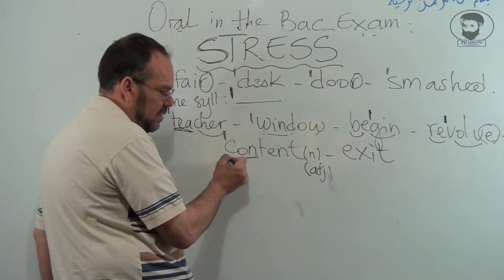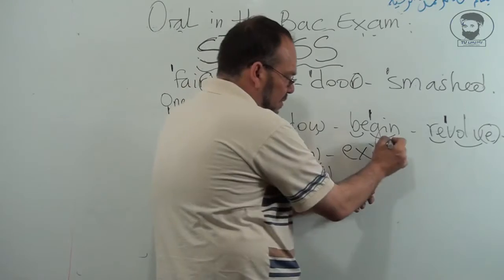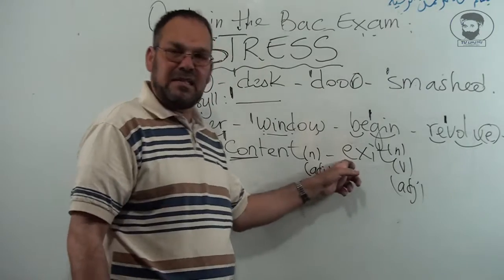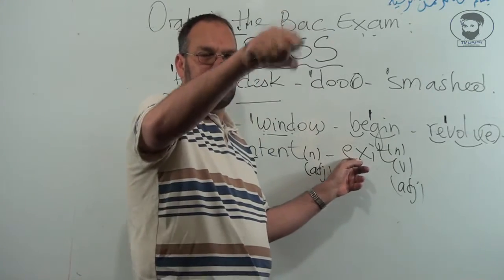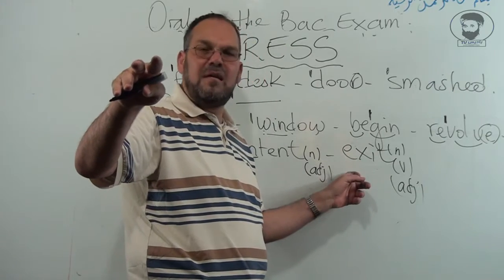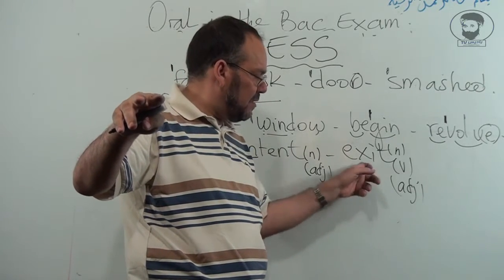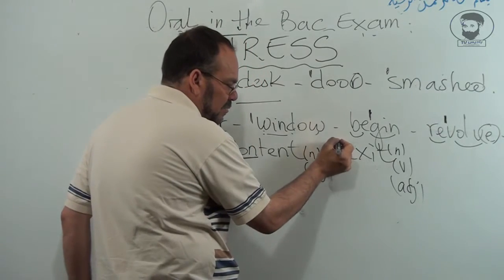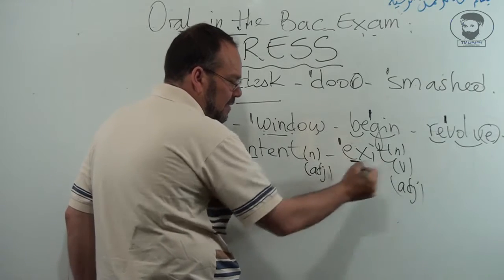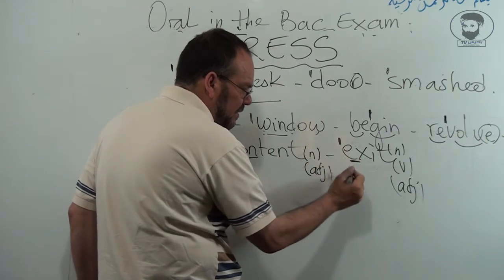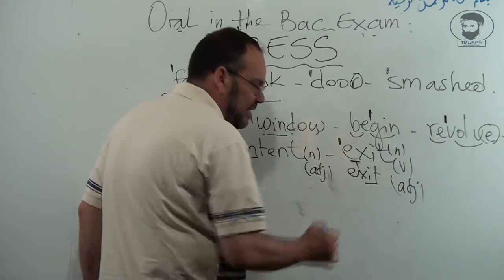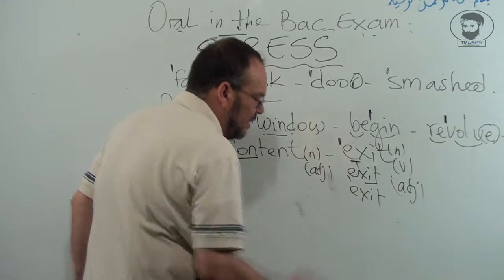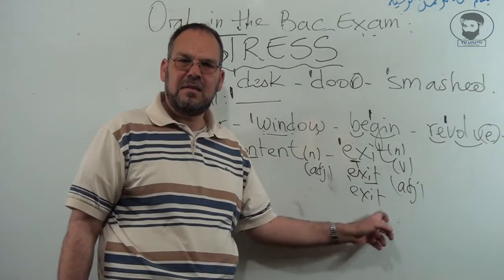Now this one can be a noun, a verb, and an adjective. You say, this is an exit. An exit means a door in an emergency. The verb to exit, and an exit door. When it's a noun, we said the stress is on the first syllable. When it's a verb, it's on the second one. I exit that door. And when it's an adjective, it's an exit door.